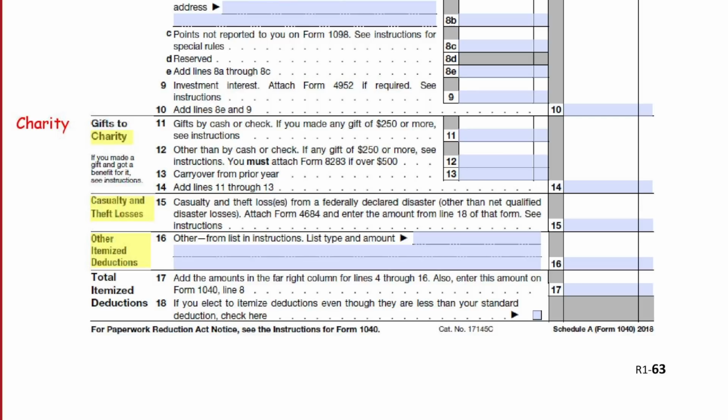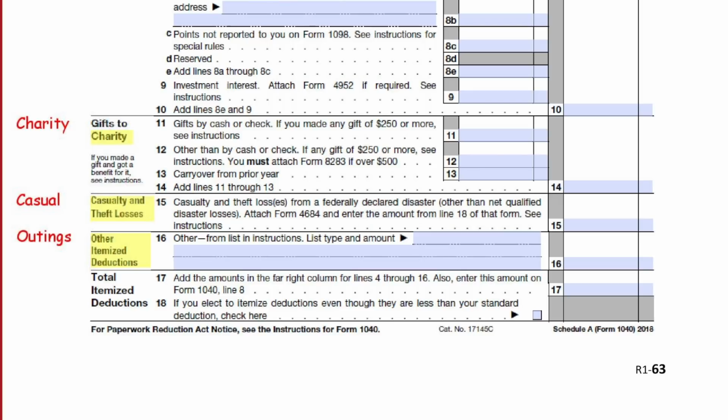Casualty and theft losses, write "casual". And other itemized deductions, write "outings". So this is how we summarize the 6 items of itemized deductions using the mnemonic: Mike takes interest in charity and casual outings.